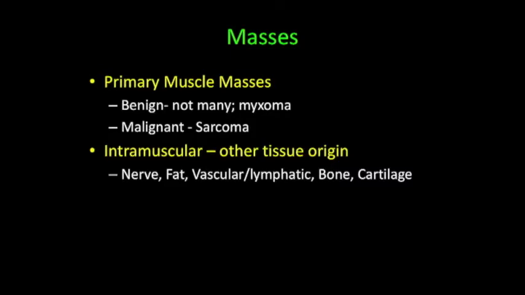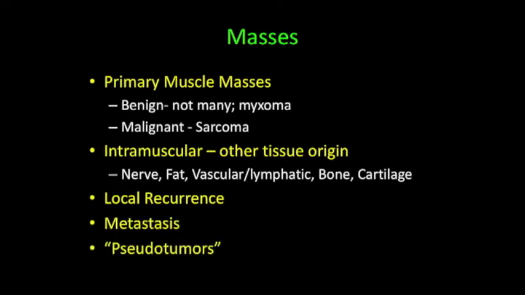We can see a lot of other types of masses, either benign or malignant, that come from other tissue types that are within the muscle. So they are going to appear intramuscularly, and I'll show you some examples of that. Also, masses in the muscle may actually be originating or emanating from bone or cartilage, so deeper structure. So again, it's important to try to assess the whole area that you're scanning. You can get local recurrence of malignancies in patients that have already had surgery, metastases, and then mimics or pseudotumors.